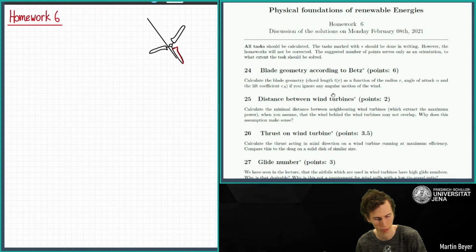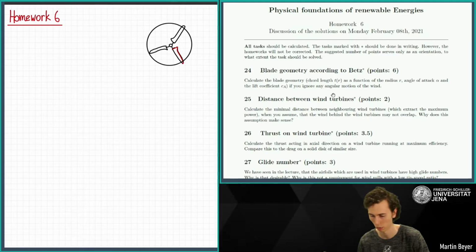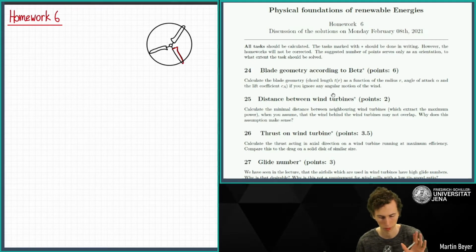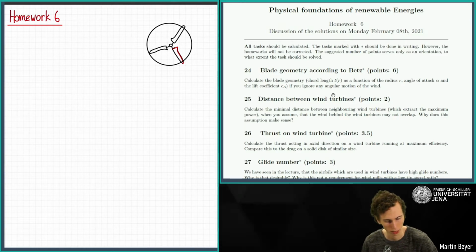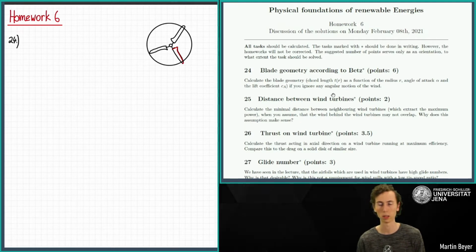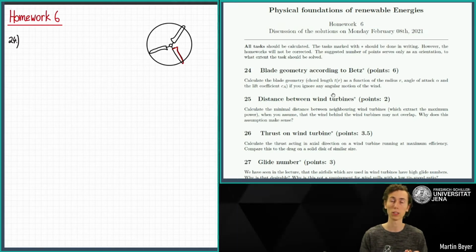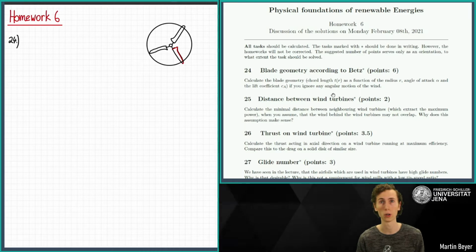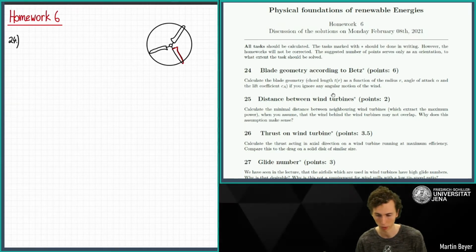Oh, sorry, I made a mistake here. So I want to draw here a circle. And we will come back to this drawing a little bit later. So task number 24. So we start with the power of the wind, and we assume that our turbine is working in the Betz limit, so it can extract the maximum power.